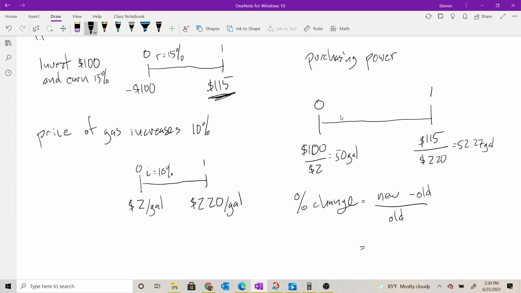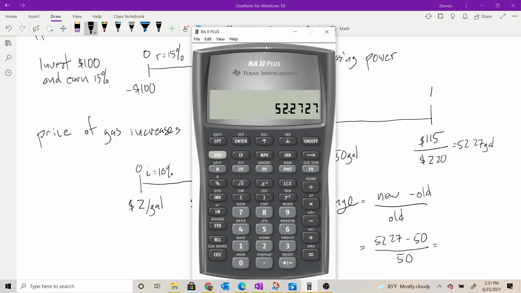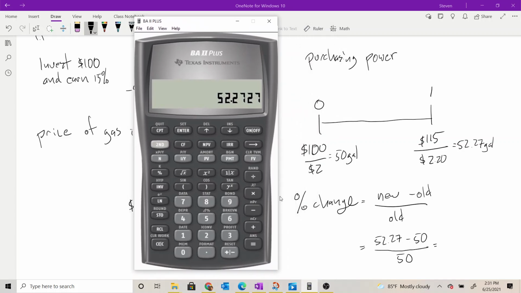So we take the value we ended up with. We could buy 52.27 gallons of gas. To start out with, we could buy 50 gallons of gas. So we can buy an extra 2.27 gallons of gas, and then we divide that by what we started with, 50 gallons of gas, and we'll get the percentage change in the amount of gas that we could buy. So let's take that 52.27 minus 50 equals 2.27 and divide it by the 50 that we started with.